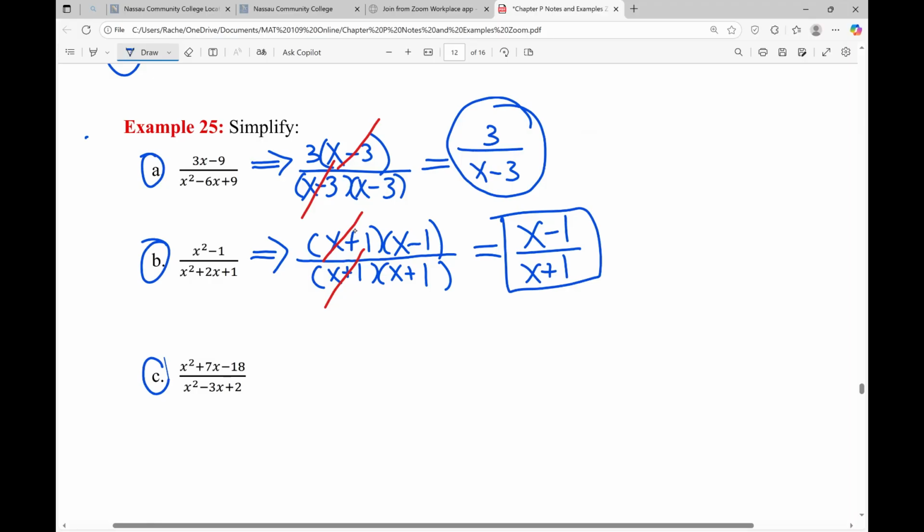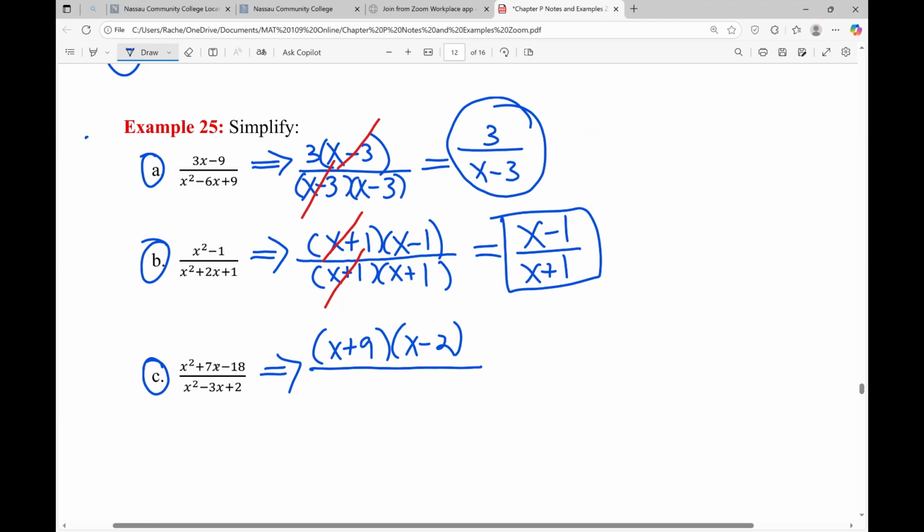Let's do one more. So for C, I have a trinomial in both the numerator and denominator. So let's factor the numerator first. X squared plus 7x minus 18. What two numbers multiply to negative 18 but add to 7? I'm thinking a 9-2 combo, right? It's going to be a positive 9 and a negative 2.